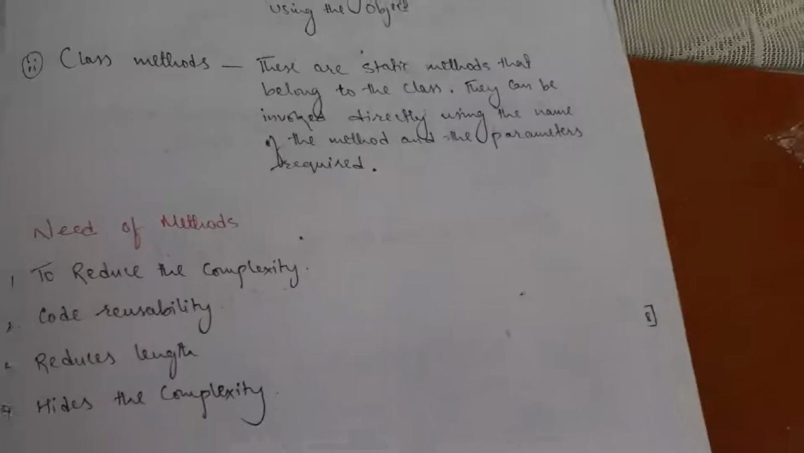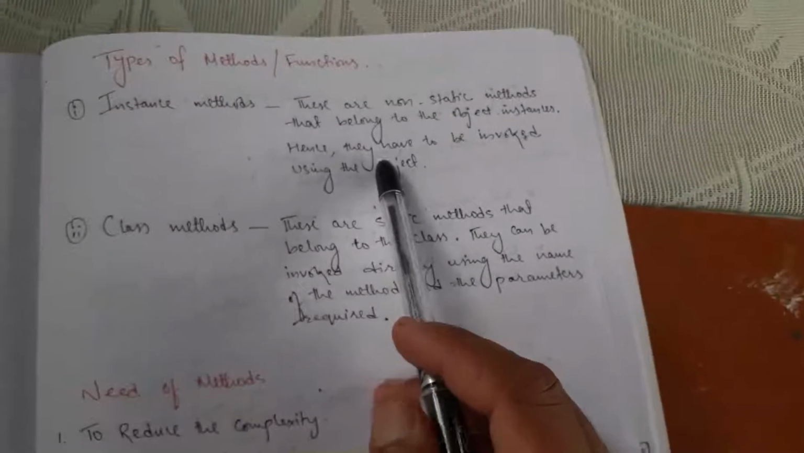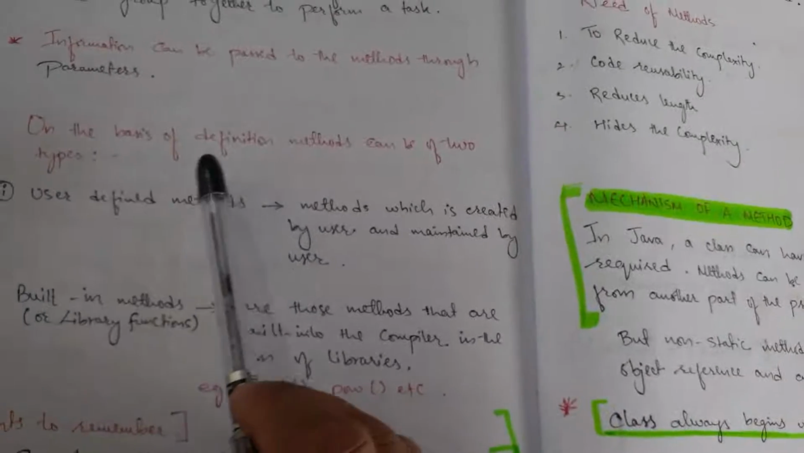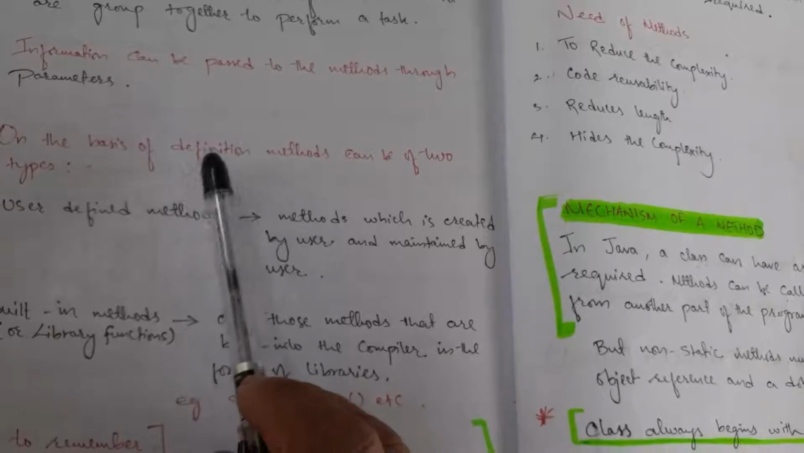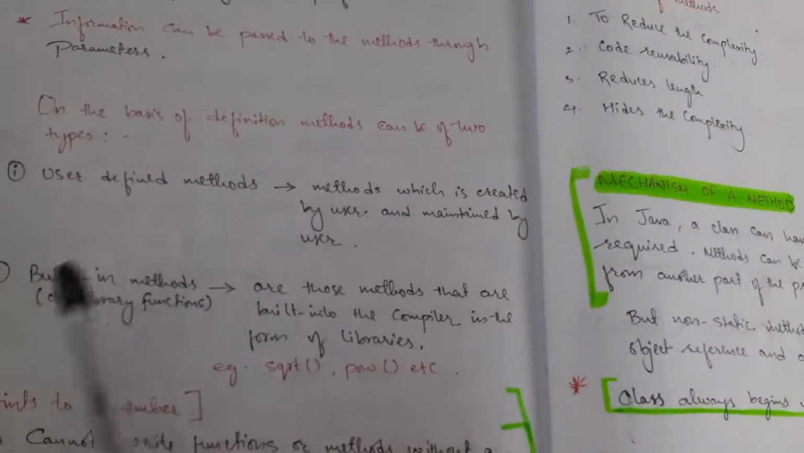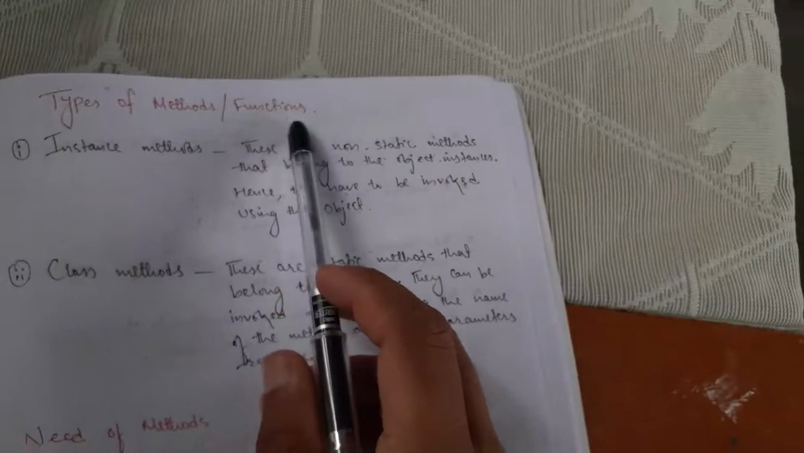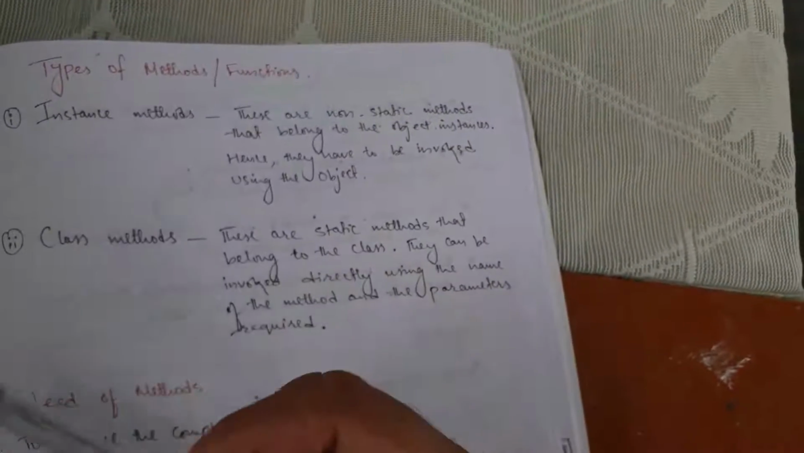Okay, now let us move to another important point, that is types of methods or functions. Here, don't get confused with the method definition. Okay, this is method definition. Method definition has been classified into two different types: user defined method and built-in method. But here the types of methods or functions topic has been mentioned. So these two are different.